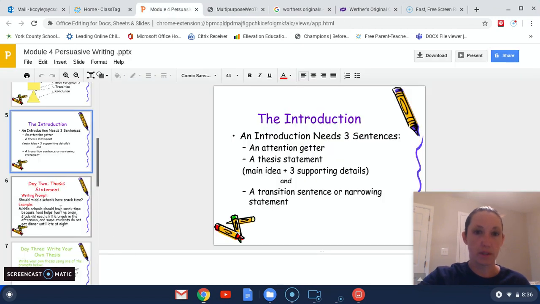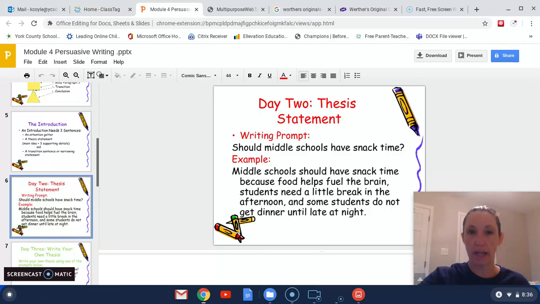Okay, so on day 2, now that I've planned my writing, I'm going to write my thesis statement. This is an example I wrote based on one of the prompts I gave you this week. Should middle school students have snack time?